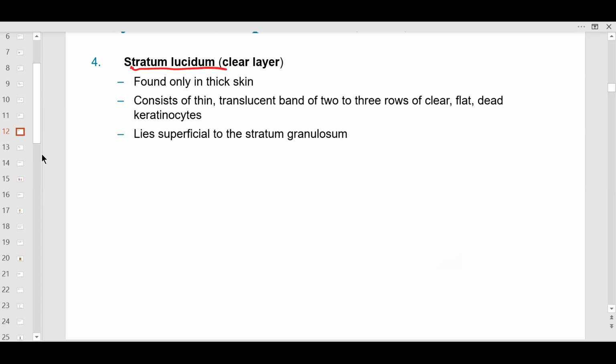Stratum lucidum is translucent, which means it's kind of transparent. These are still dead cells that look kind of empty, and that's why, because they're dead.